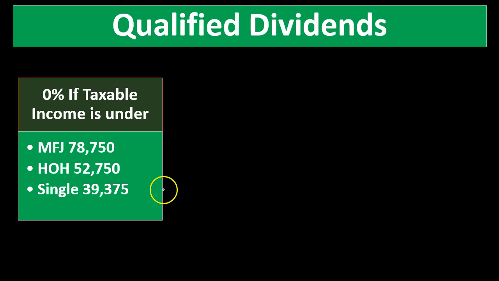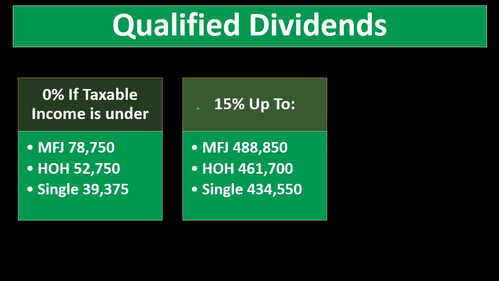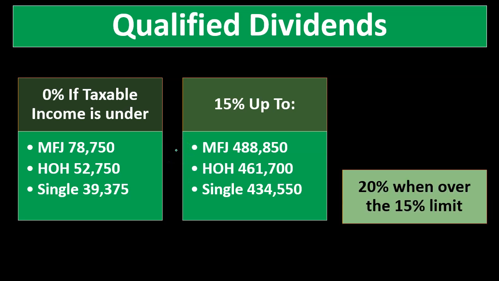So qualified dividends, if you want the 0 rate, if the taxable income is under, you're not going to pay any tax on qualified dividends if married filing joint filing status is at 78,750 or lower. Or if you're head of household, 52,750, or single, 39,375. You're going to be paying 15% if you're in between these areas, above these numbers, but below these numbers. Married filing joint, 488,850. Head of household, 461,700. Single, 434,550. Again, those will be the filing statuses we have to deal with.